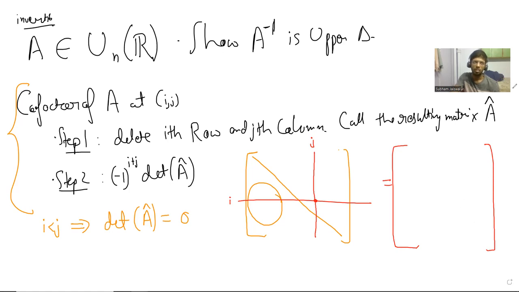No, cofactor is upper triangular. Why? No, no, why? For all diagonals are zero. Oh. Okay, no, cofactor is a determinant. You should say this A cap, right? That is right, I understand that is right. So what do you want to say about A cap?